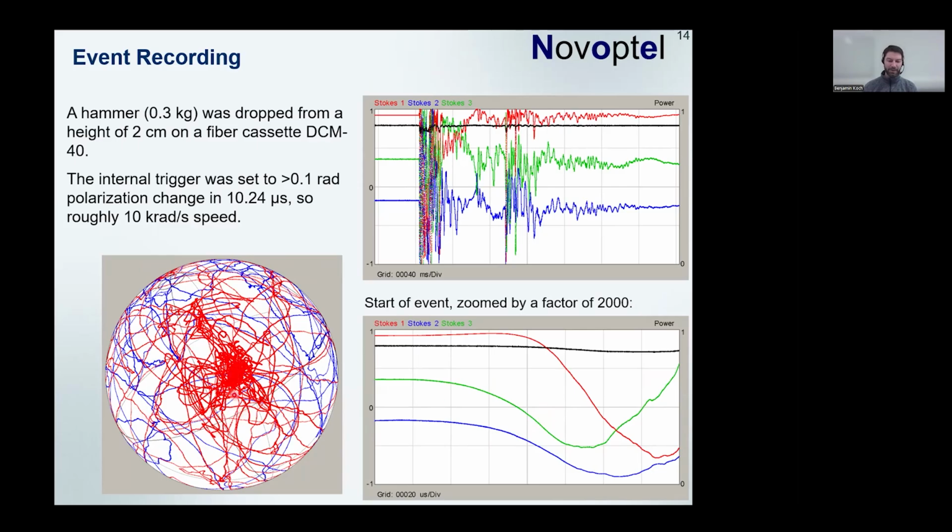far around the sphere. And looking at this, we had the beginning of the event here with very fast fluctuations. Then the fluctuations became slower, and after 200 milliseconds or so, the polarization was stable again. This was recorded in the event recording type with the threshold set to 10 kiloradians per second speed. This is just a zoom of the start of the event.